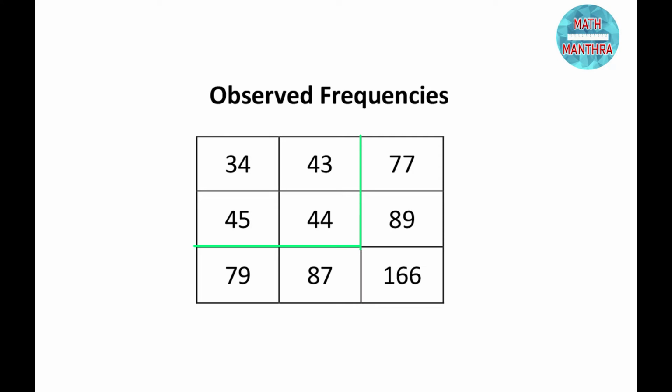77 plus 89, similarly 79 and 87 adding up, we get 166. So it can be very clearly noted that the grand total has to be the same when you add up the row-wise as well as the column-wise totals. So this is our observed frequency table.